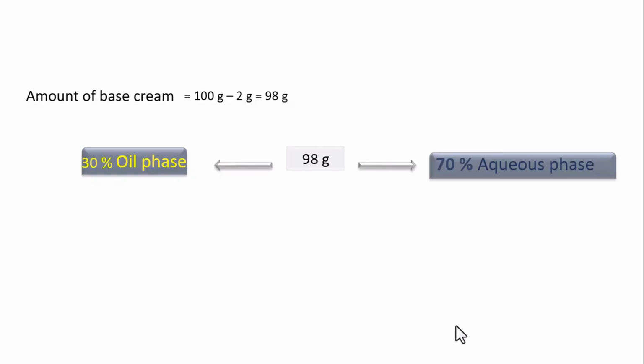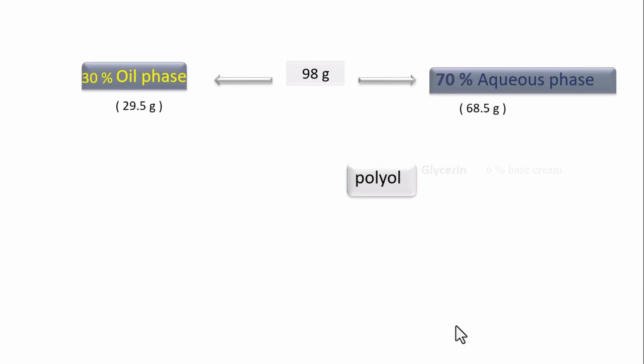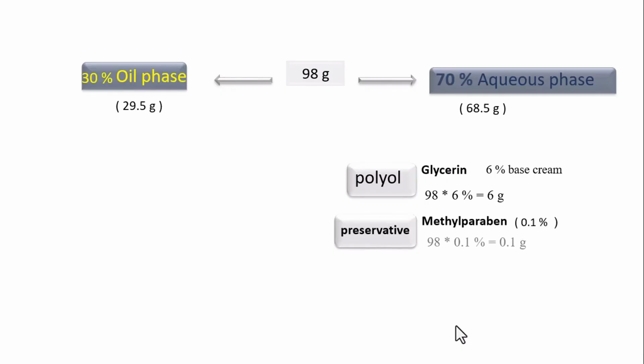So, out of this 98%, 70% is aqueous phase and 30% is oil phase. When we do the calculation, 70% of 98 grams comes out to 68.5 grams for the aqueous phase and 29.5 grams for the oil phase. We said that the aqueous phase is made up of 3 types of substances: water, polyol, and preservatives. In this example, we'll consider glycerin as the polyol.